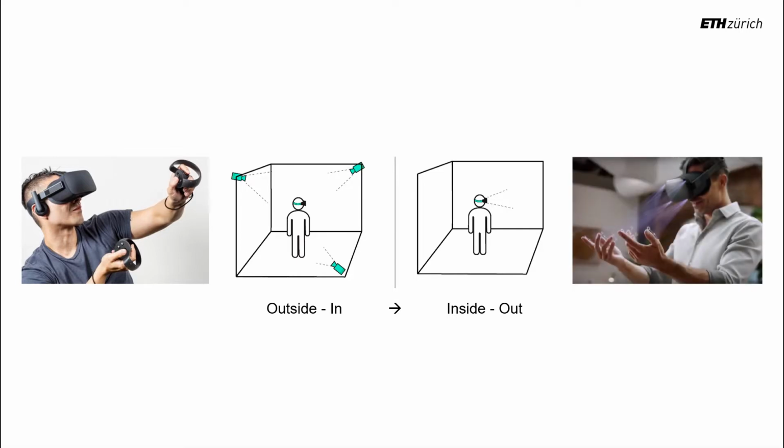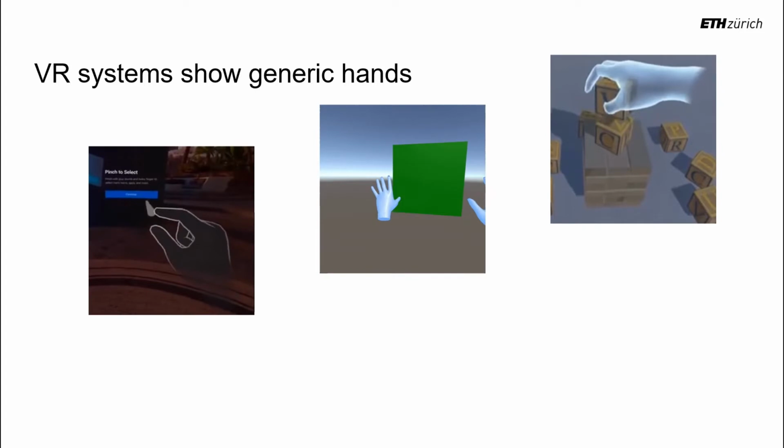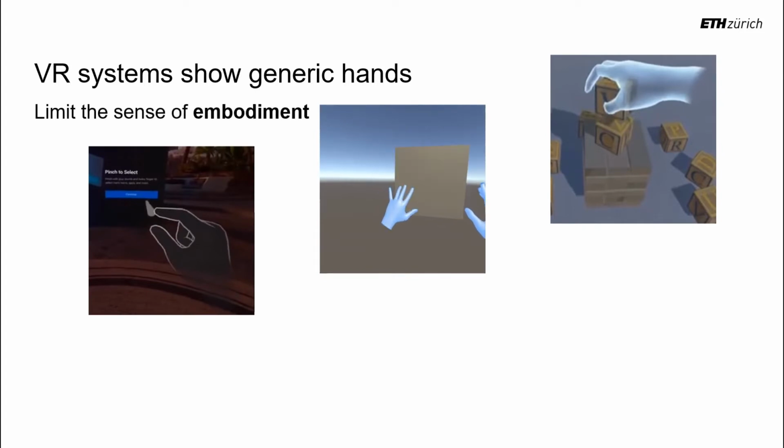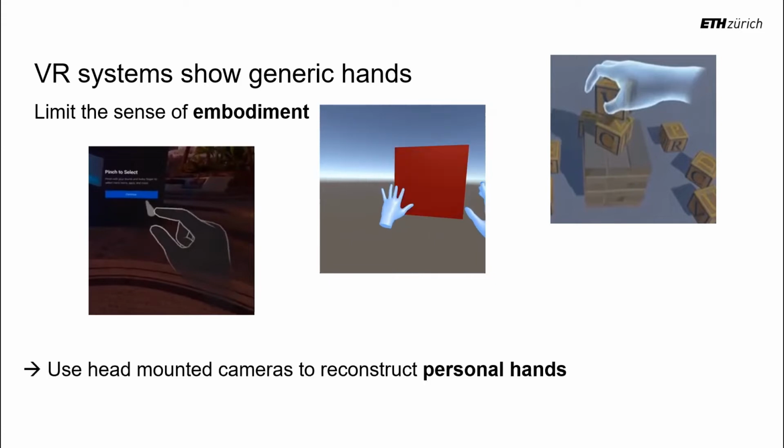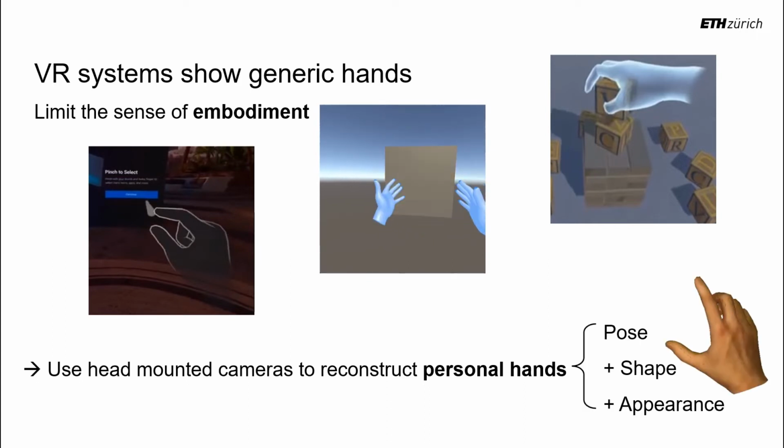A drawback of current systems is that they represent hands in a generic and impersonal way and therefore limit the sense of embodiment that is crucial for an immersive experience. To overcome this, we propose to use head-mounted cameras to reconstruct personal hands. Our goal is not only to reconstruct the pose, which is currently done by systems, but also the shape and the appearance, which includes the texture.